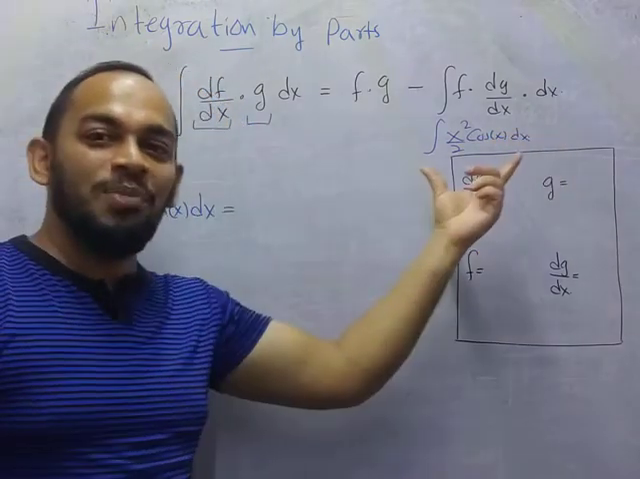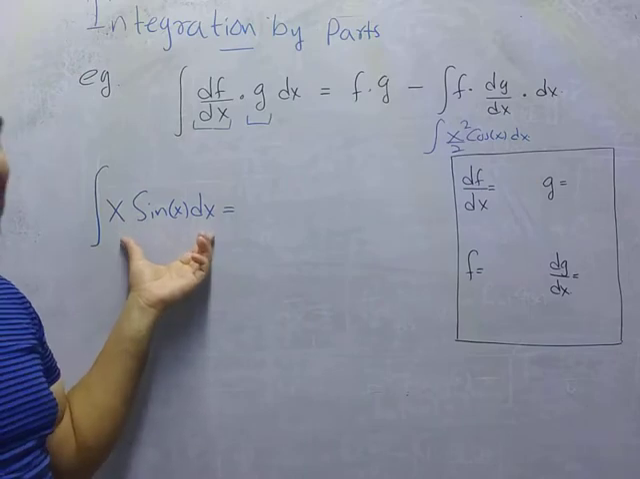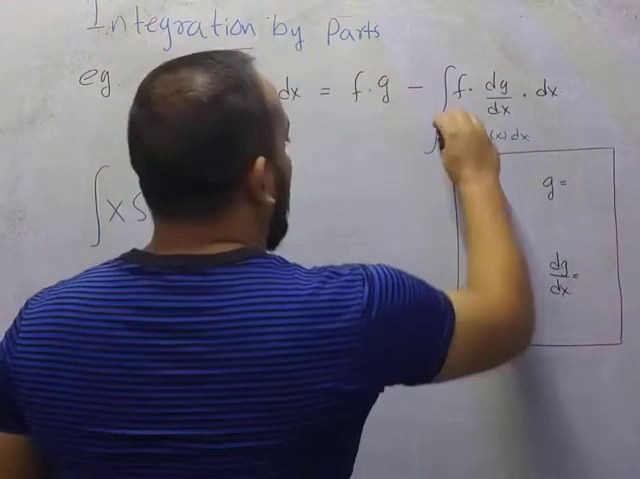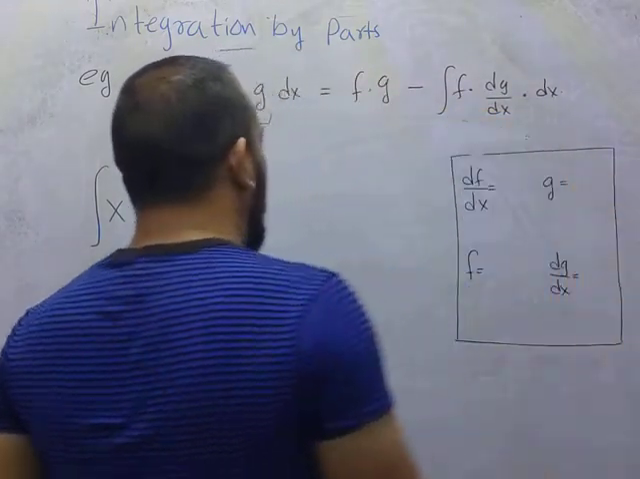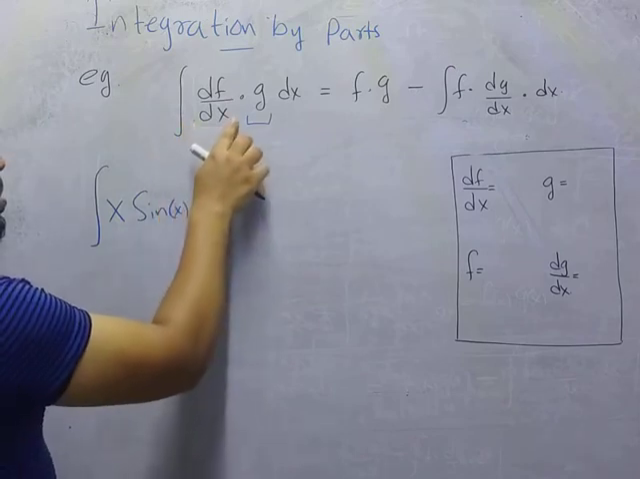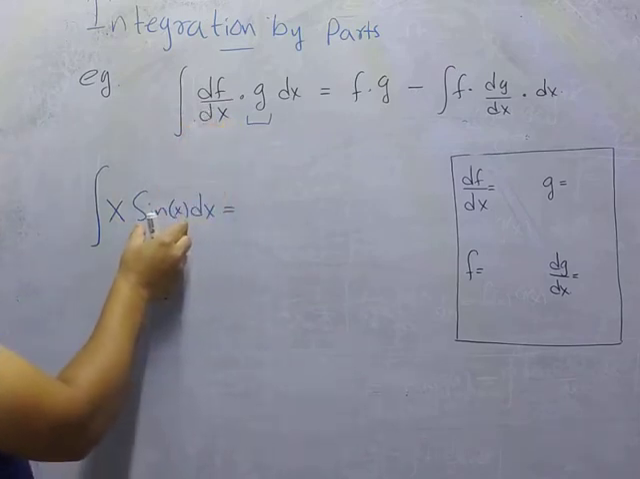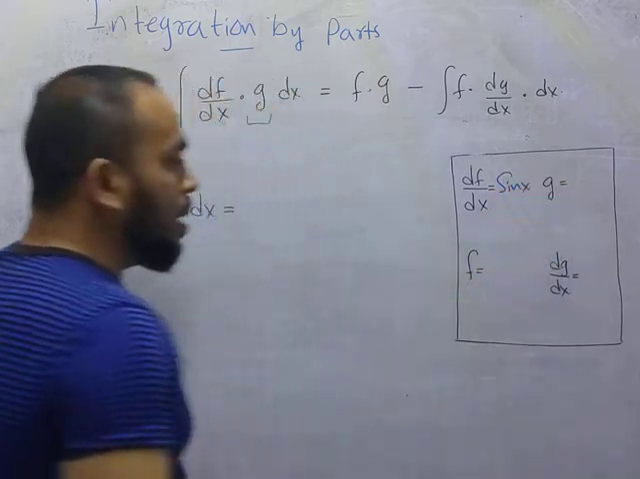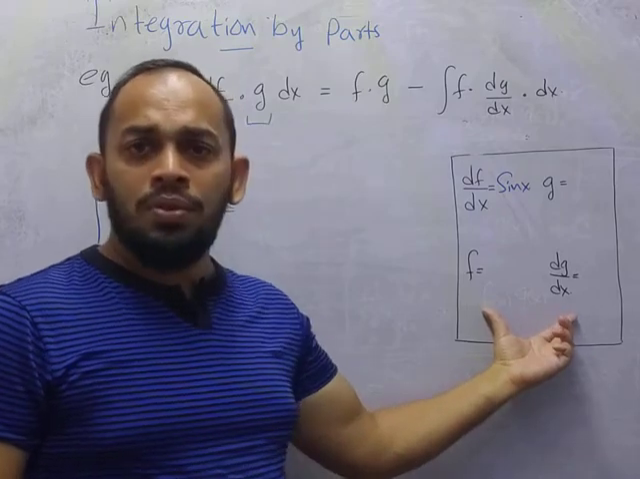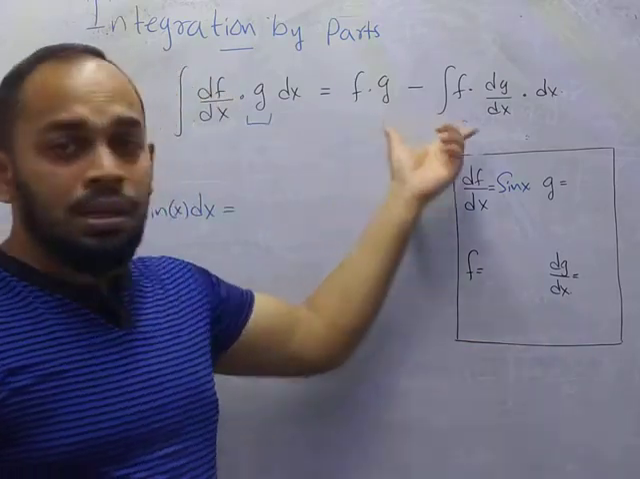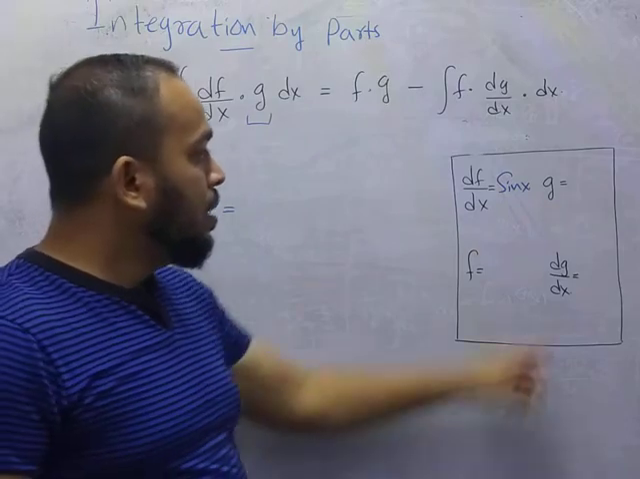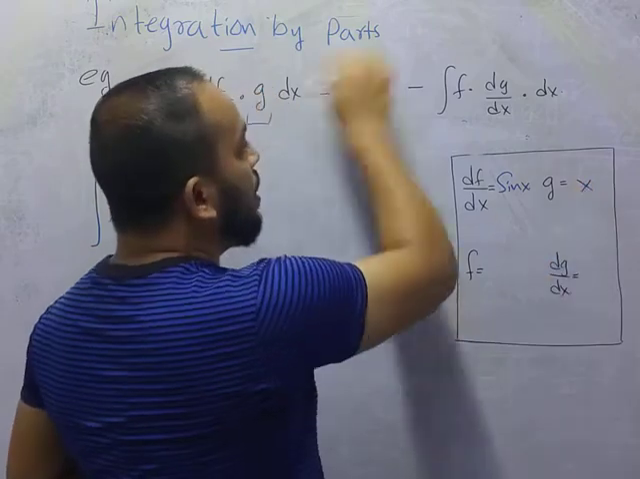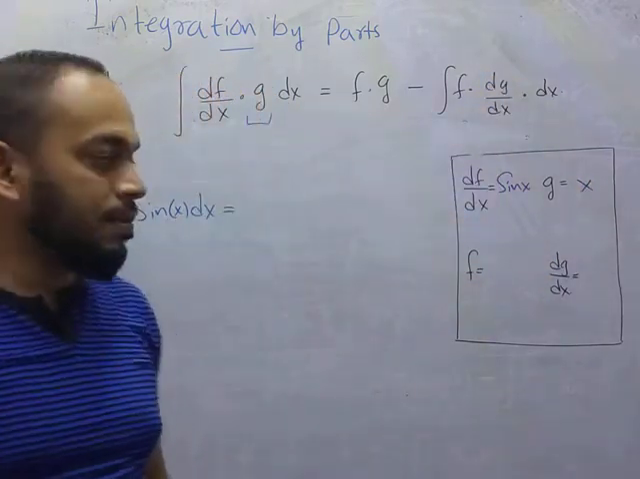Now this is way much worse than this integral, right? Here you have only x, here you have x squared by 2. So let's choose it the other way around. Now I'm going to choose df by dx to be my trigonometric function. Suppose this is sine of x. I'm going to use this matrix so that it is easier for me to write this formula here, right? Then I'm going to choose g to be my x, because it will be differentiated. When you differentiate x, you get 1.